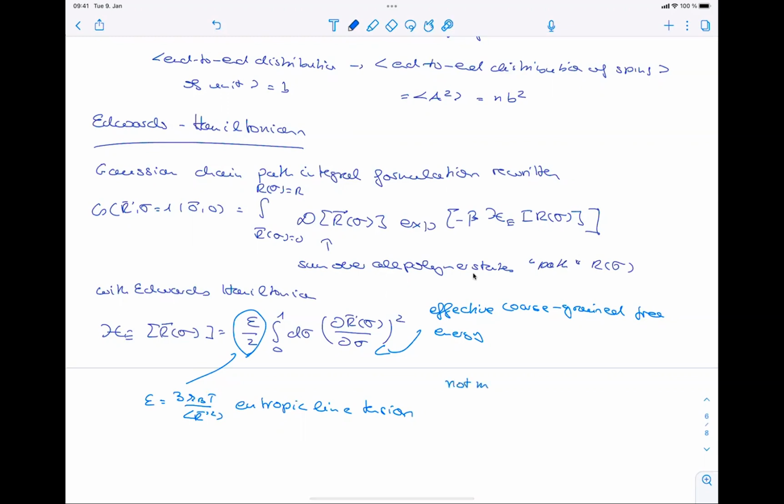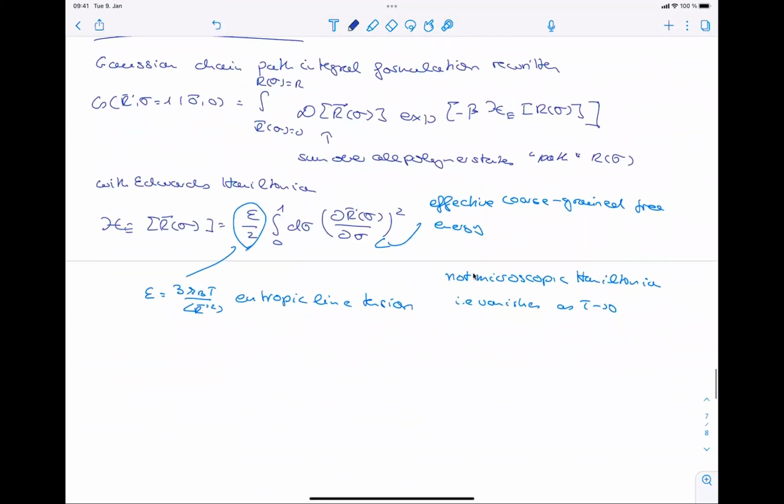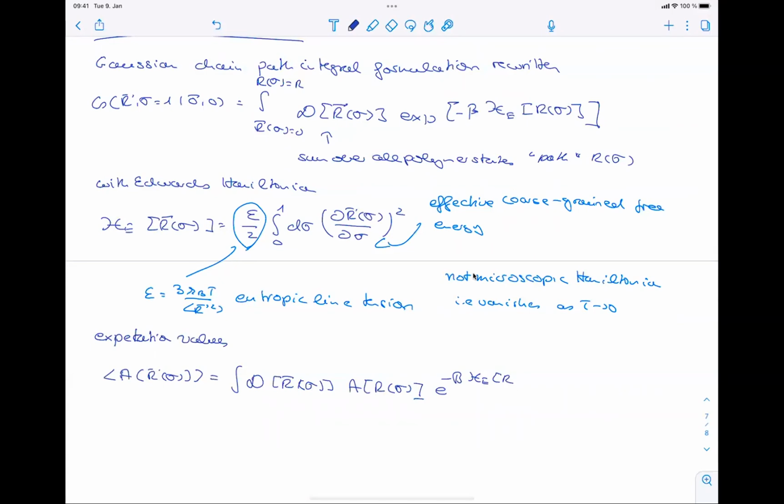So it vanishes as T goes to 0. But within this framework, we can then calculate any expectation values as we're used to from thermodynamics, integrating over these curves and taking care of this effective Hamiltonian.